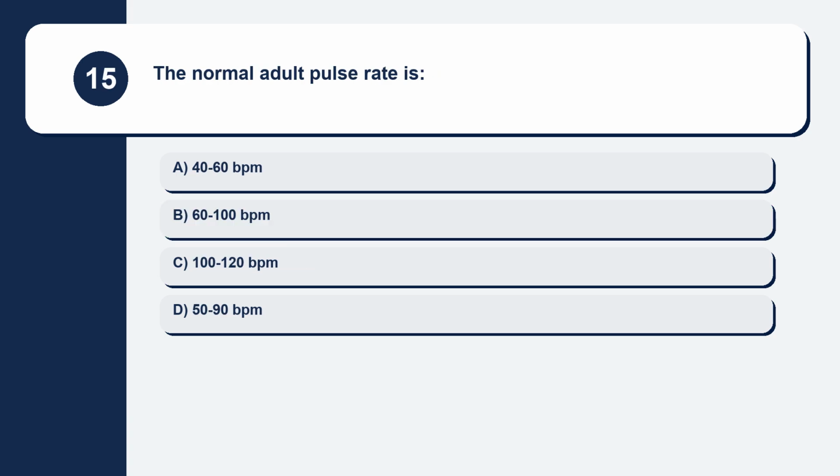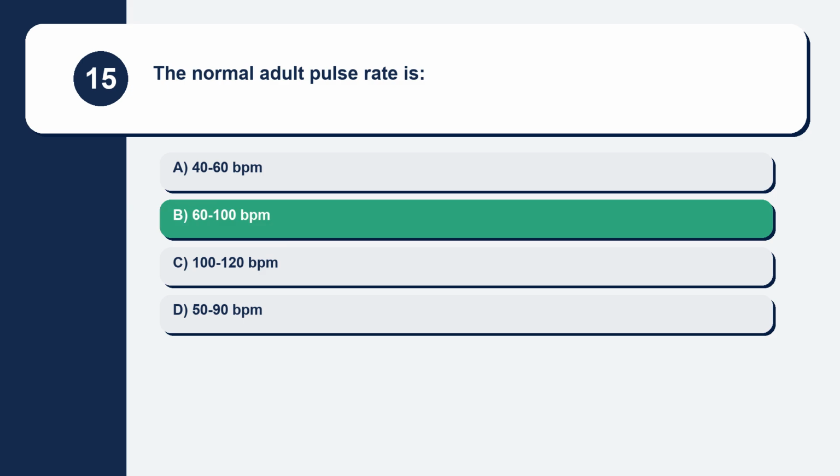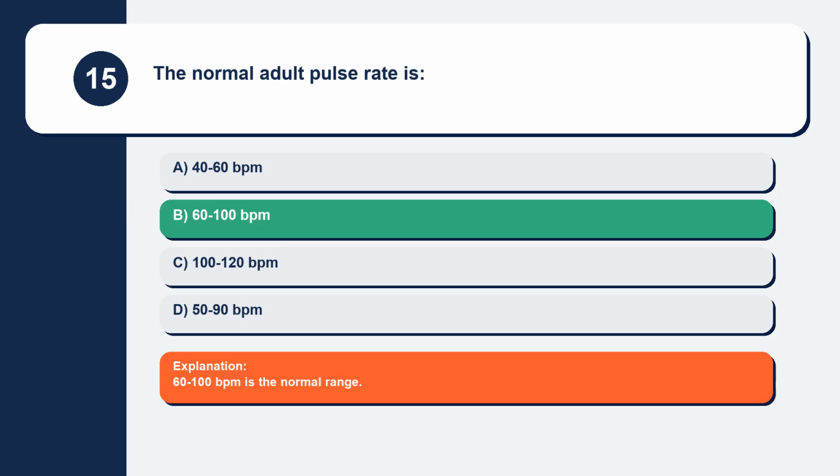Question 15. The normal adult pulse rate is 40-60 bpm, 60-100 bpm, 100-120 bpm, 50-90 bpm. 60-100 bpm is the normal range.